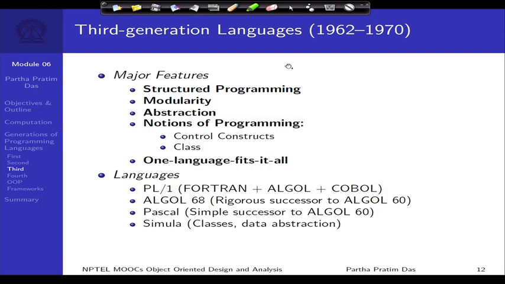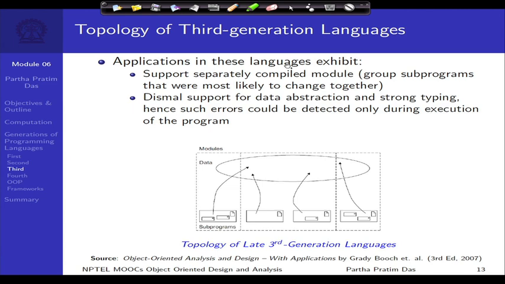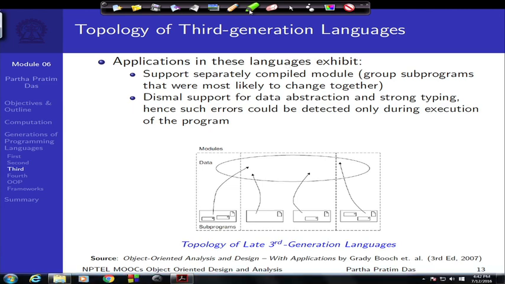So, one language fits it all, kind of an idea, and PL1 is one of the biggest examples of that happening, which turned out to be a huge language, and you could almost do anything and everything with that language. So, with that state of affairs, certainly the topology saw some significant changes.